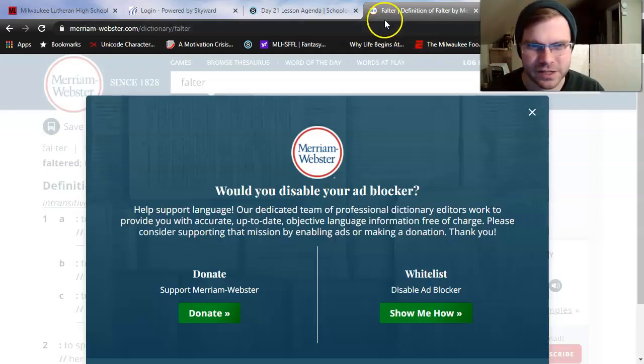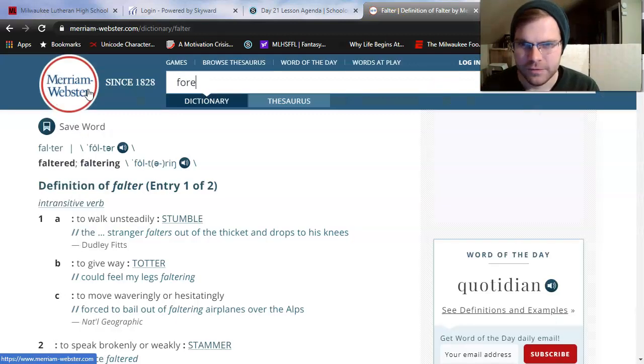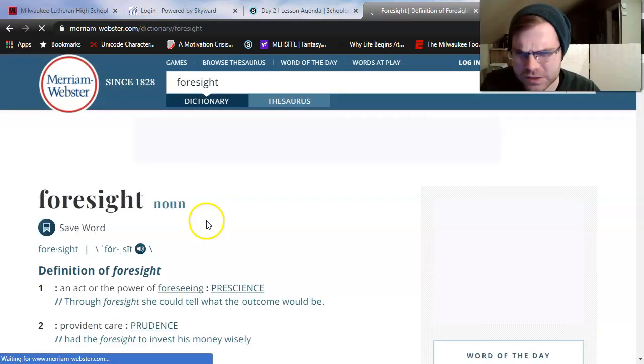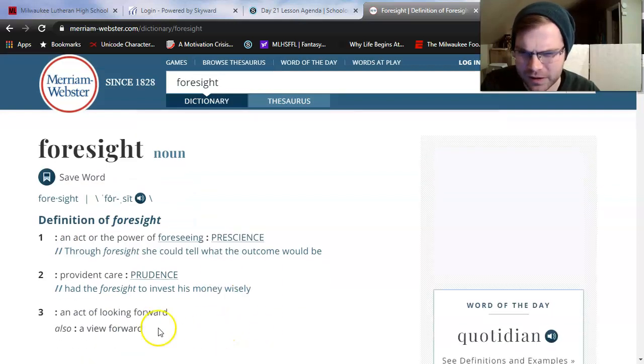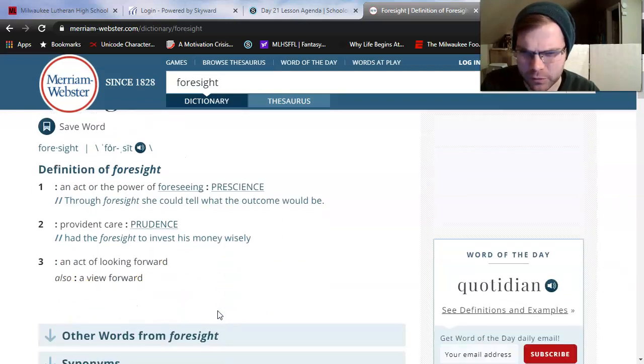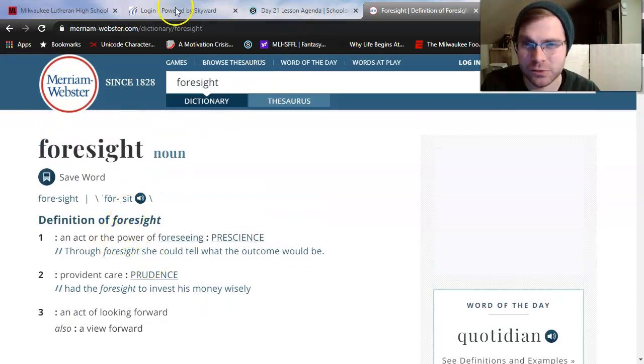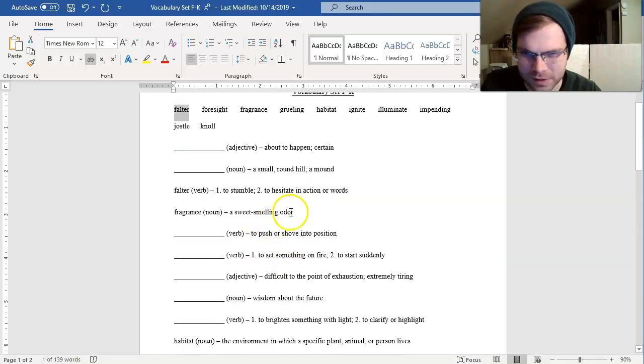Next, let's look at foresight. Foresight's a noun, an active power of foreseeing, prescience, provident care, prudence, an act of looking forward. So I see that it's a noun. I've only got 2 nouns left to choose from. Let's see what I can do. A small round hill, no. Wisdom about the future. There we go. It's foresight.